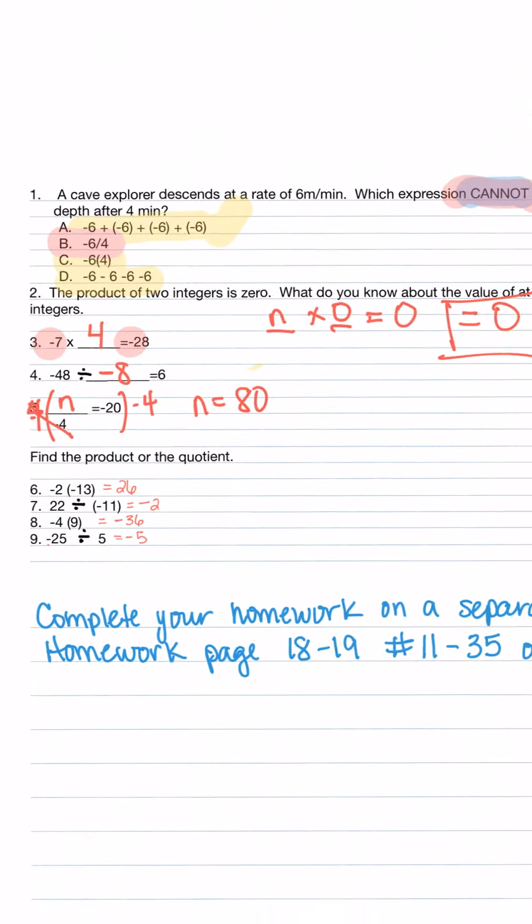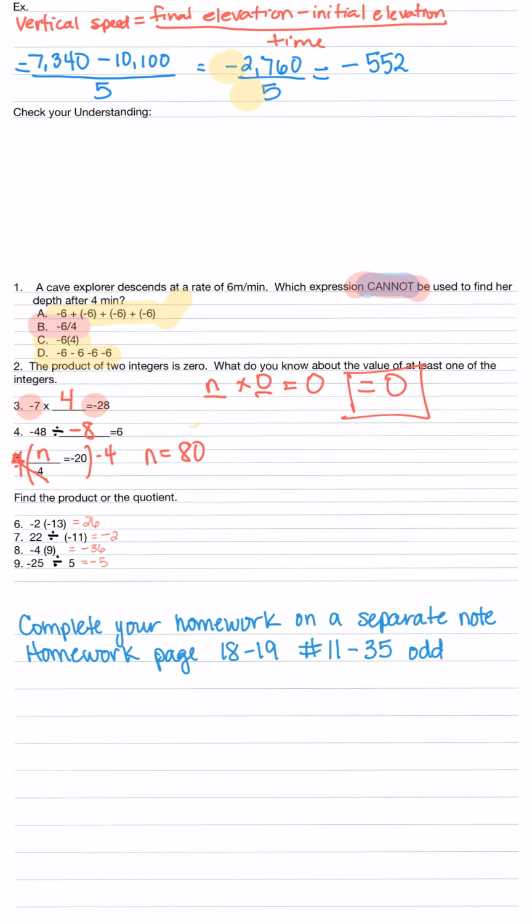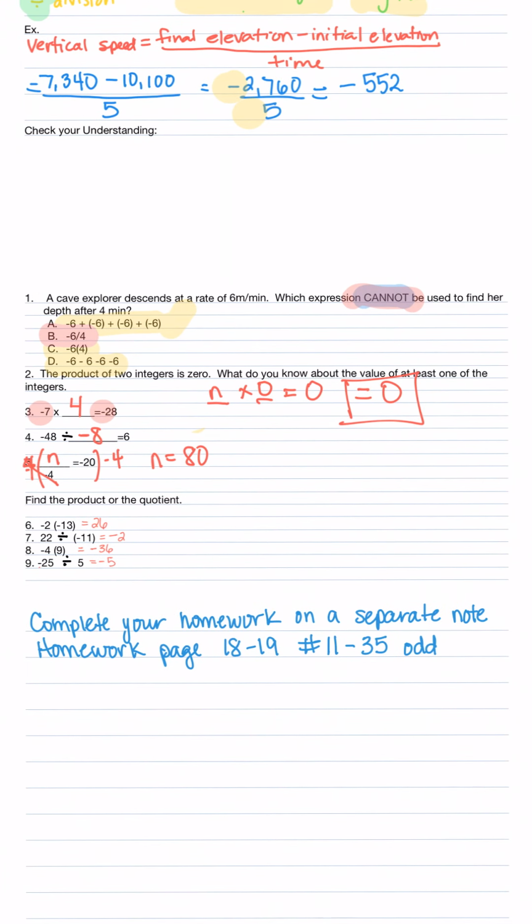So go ahead and complete your homework on a separate note. It's going to be page 18 and 19, number 11 through 35 odd. Submit this assignment to the notes for chapter 1-3.